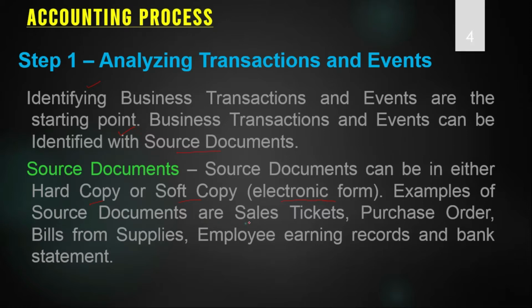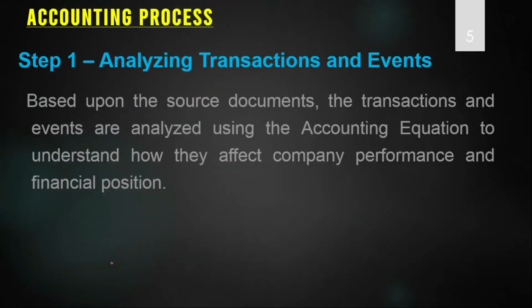Examples of source documents are sales tickets, purchase orders, bills from suppliers, employee earning records, and bank statements. A bank statement is of course in soft copy. You can download the bank statement through net banking. Based upon the source documents, the transactions and events are analyzed. So the first step is to identify the transactions. You can identify the transactions from source documents.